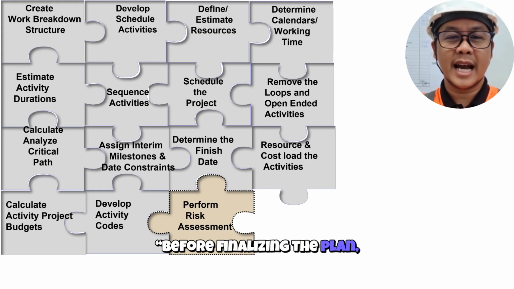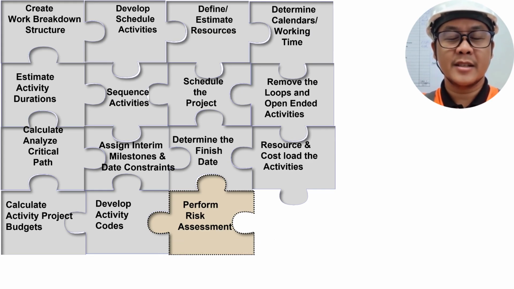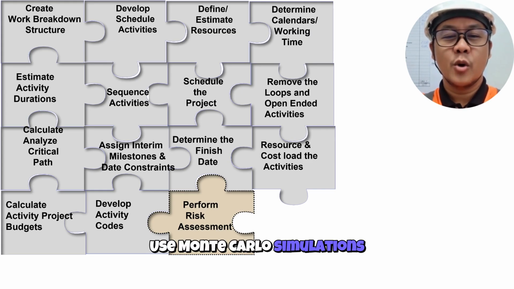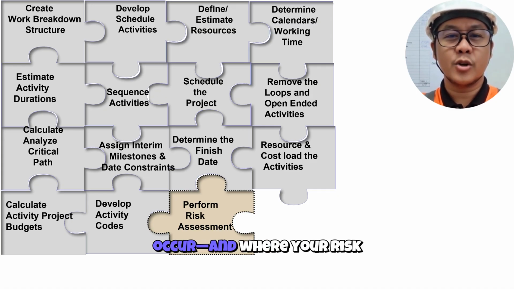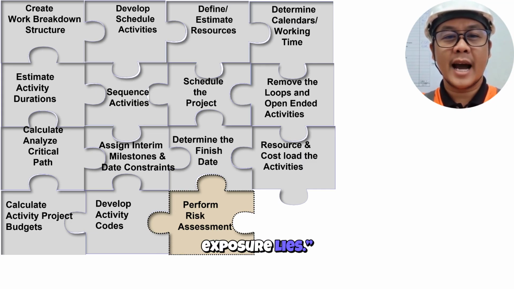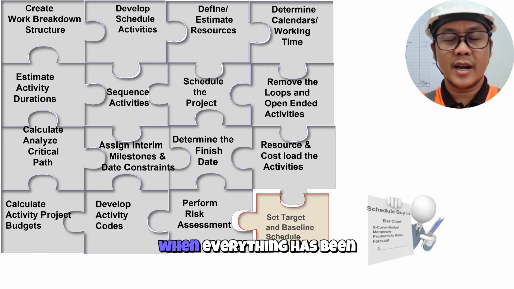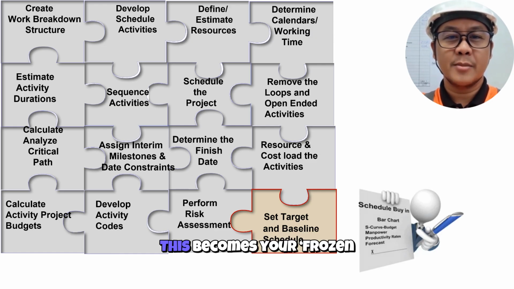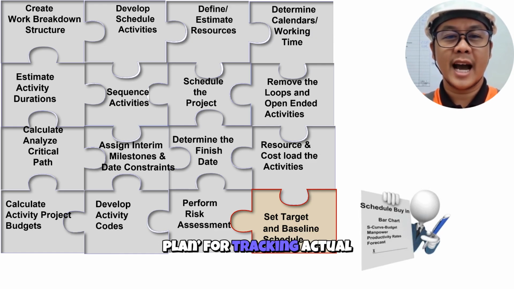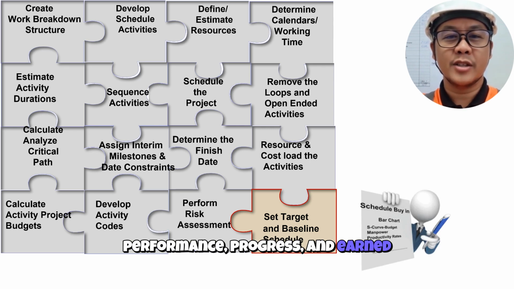Before finalizing the plan, conduct a risk analysis. Use Monte Carlo simulations or similar methods to identify how likely delays or cost overruns might occur and where your risk exposure lies. Finally, when everything has been checked, approved, and optimized, set the baseline. This becomes your frozen plan for tracking actual performance, progress, and earned value.